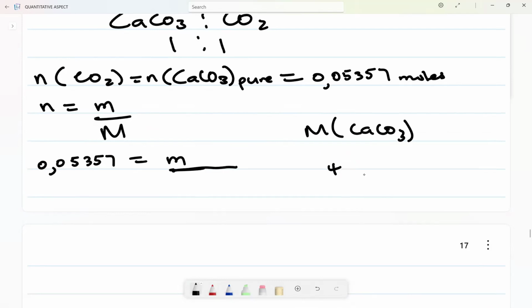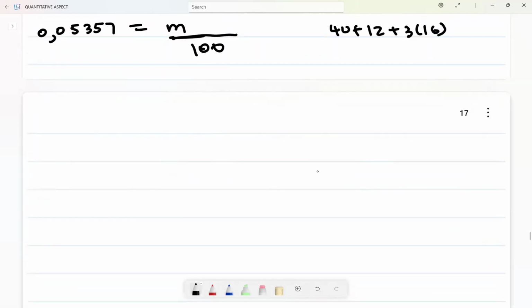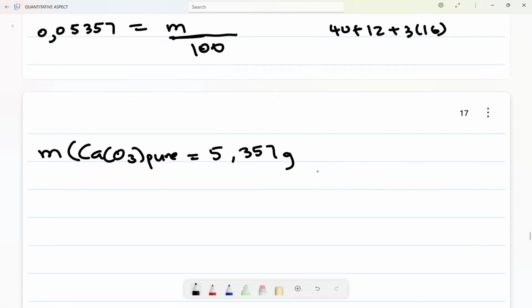40. It's 100 actually, the answer here. I'm just showing you: 40 plus carbonate is 12 plus 3 into 16. Then I have something like 48 plus 12, it is 60, plus 40, it is 100. Then I get in actual fact that the mass of calcium carbonate, since when I used the pure number of moles, it means this mass is going to be what? Pure is going to be how much? 0.05357 multiplied by 100. It gives me something like 5.357 grams. I'm done with stoichiometric calculations.